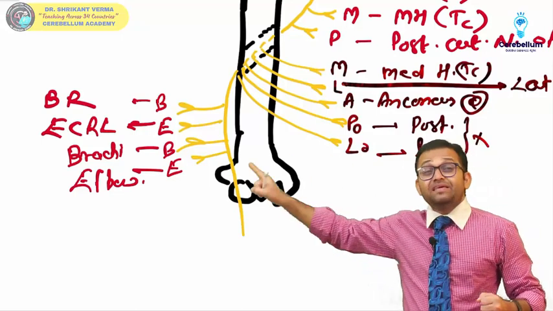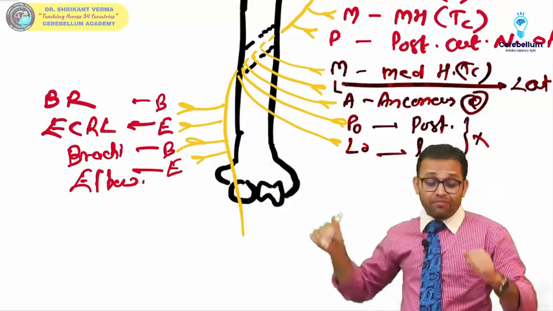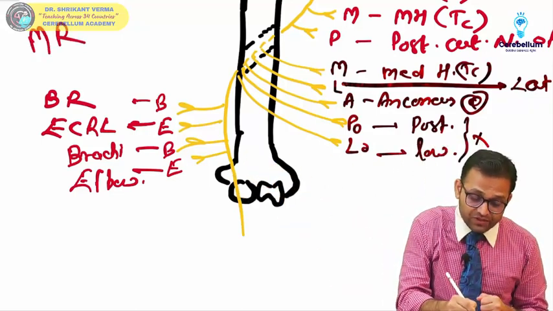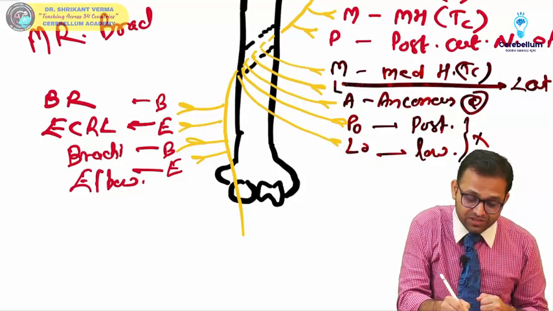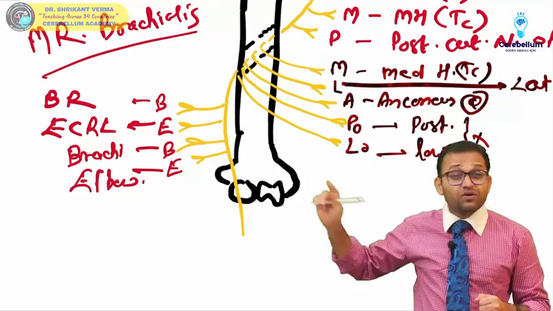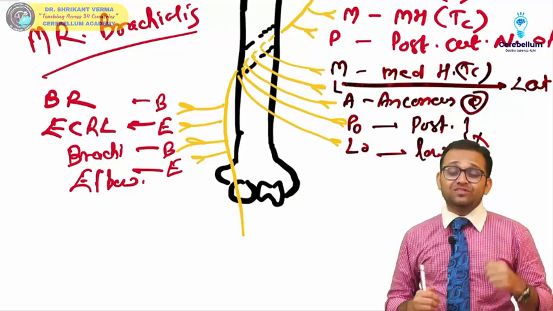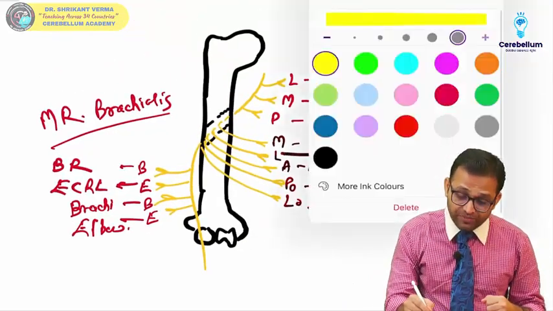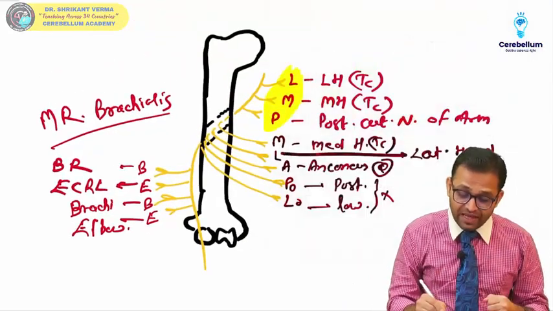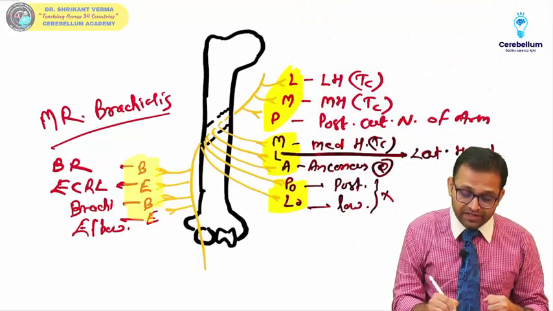Brachialis is the hybrid muscle. It is supplied by the musculocutaneous as well as the radial nerve. That's why we are saying Mr. Brachialis. So here is one branch from our radial nerve. So these are the points for how you can remember the different branches. Your mnemonic is LMP, MLA polo, and here is the bebe.